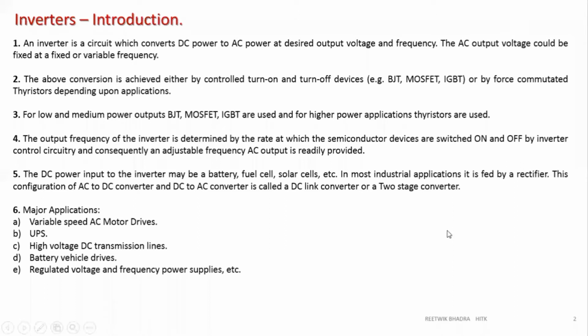What does an inverter do? It will convert your DC power to AC power at some desired output voltage and frequency. The AC output obtained can be of fixed or variable frequency. It can be changed according to need. Generally, variable frequency is what is obtained. The AC output is always variable frequency. So you are converting DC to AC at variable frequency.